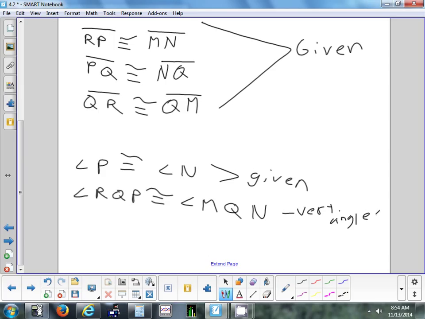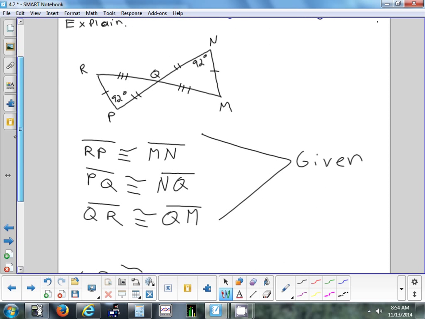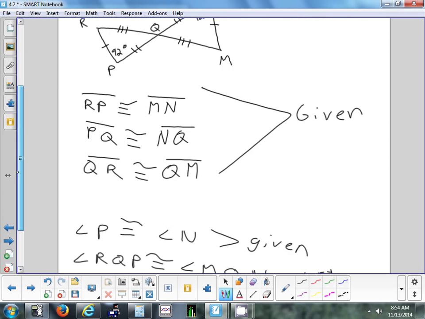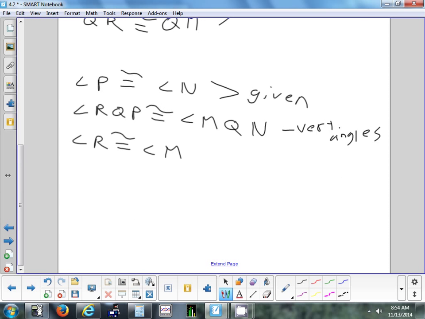And we've already proven earlier on that vertical angles are automatically congruent. So now we've proven all 3 sides. We've proven 2 angles are congruent. The third angles automatically have to be because of the third angles theorem. So now we could say, what do we have? P, N, R, and M. That's the third angles theorem.